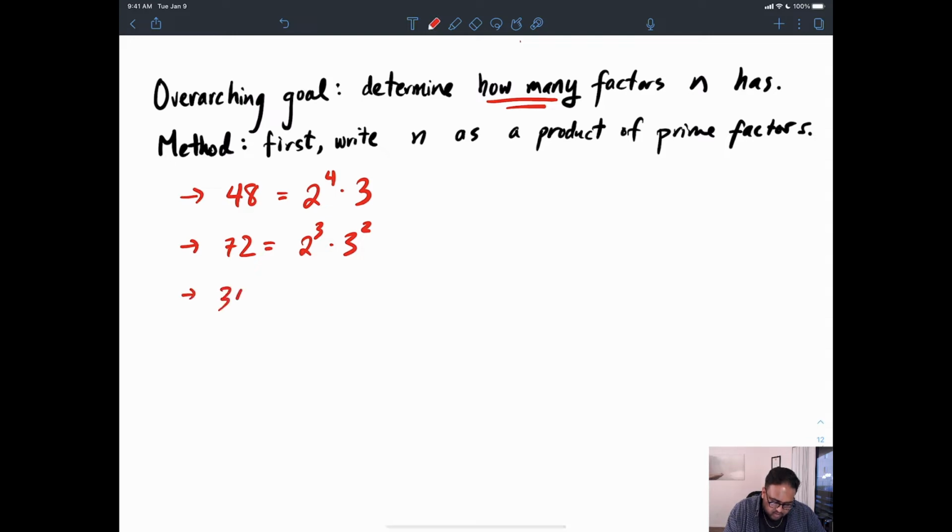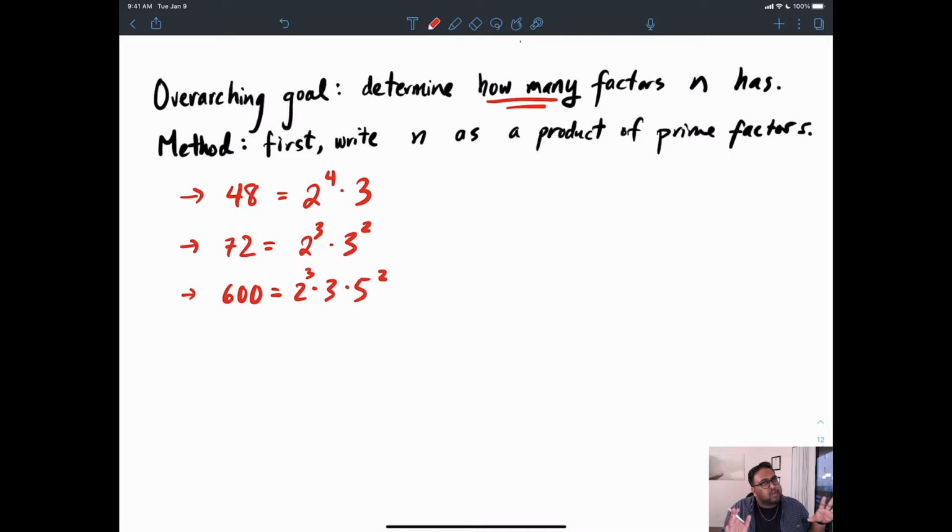We can continue. 30 is 2 times 3 times 5. So, 120 would be 2 cubed times 3 times 5. And 600 would be this with a 5 squared. And so on and so forth. So we can prime factor really any positive integer. And I'm telling you that there's a way that we can use this representation as a product of primes to determine how many factors n has.